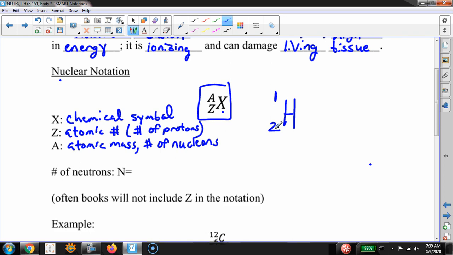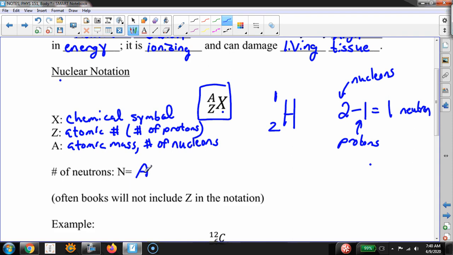And so if I wanted to know the number of neutrons in hydrogen, I would say it has 2 minus 1. That's the number of nucleons minus the number of protons, and so it would have 1 neutron. And so the number of neutrons is equal to A minus Z. Often books will not include Z in this notation, so instead of H with 1 and 2, they would just say H with a 2 superscript.